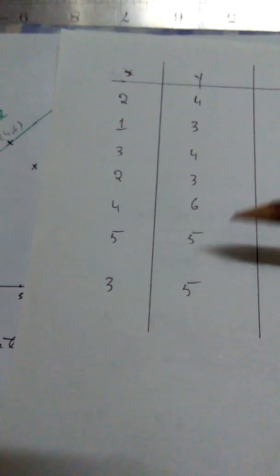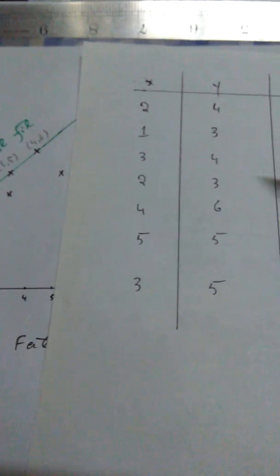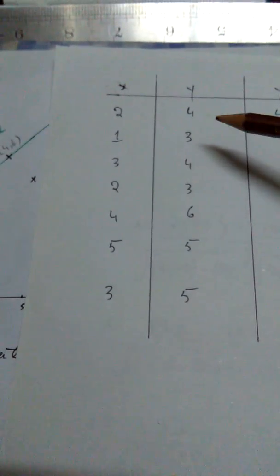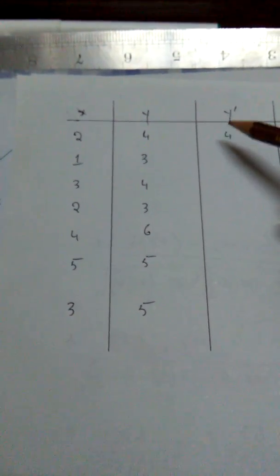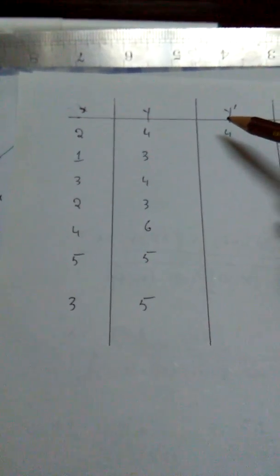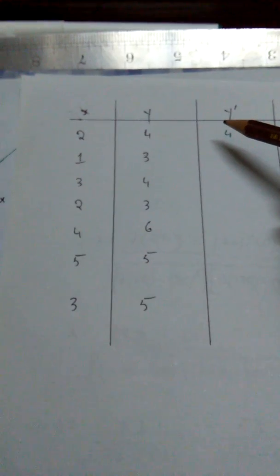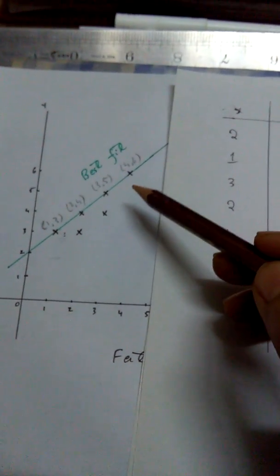This is the values of x, and this is the corresponding value of y regarding the previous problem. And over here you can see that these are the actual values recorded during the survey or while compiling the data. So these y dash are the values which we are going to estimate on the basis of this line of best fit that we have drawn.